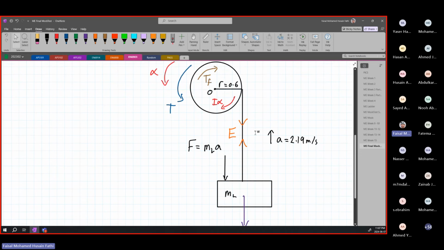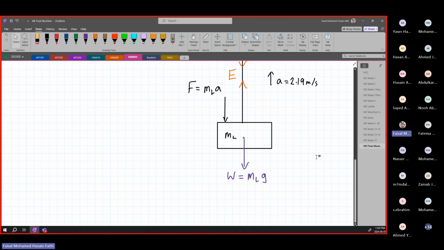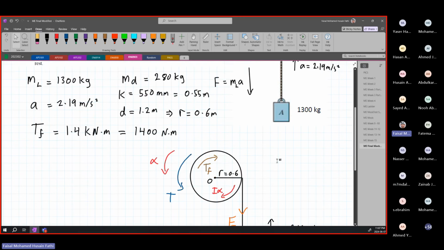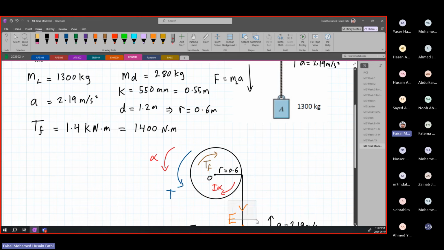Okay. Why is E not downward? Again, it depends on the perspective. If we're looking at it from this direction, then a tension force E is pulling up on this load. So for analyzing only this block, our tension force is upward. When we look at it just from the drum point of view, there's going to be a tension force downwards, because the block is pulling on this from the bottom.